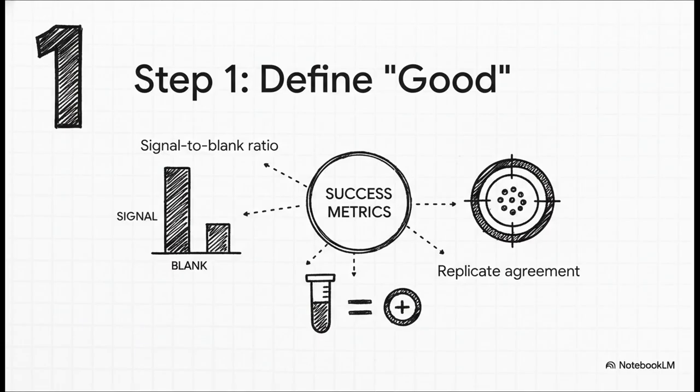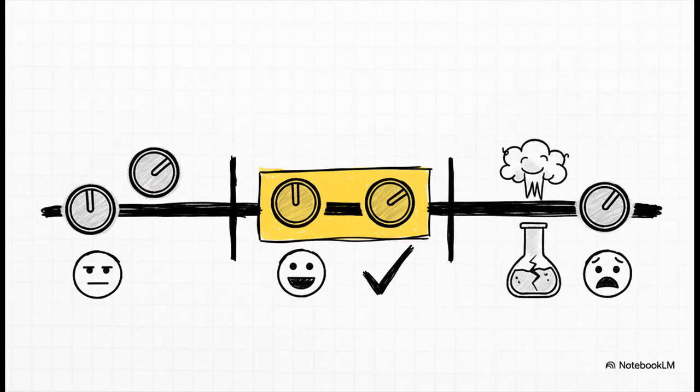Okay, step 1 is absolutely critical. If your only goal is get the highest signal possible, you're kind of setting a trap for yourself. A useful assay needs balance. So we've got to define good using practical things like the signal-to-blank ratio, the precision between your replicates, and, this one's a big one, how it performs in the actual sample matrix you're going to be using. But even if you pick all the right success metrics, your experiment can totally fail before it even starts if you don't choose realistic ranges for your factors.